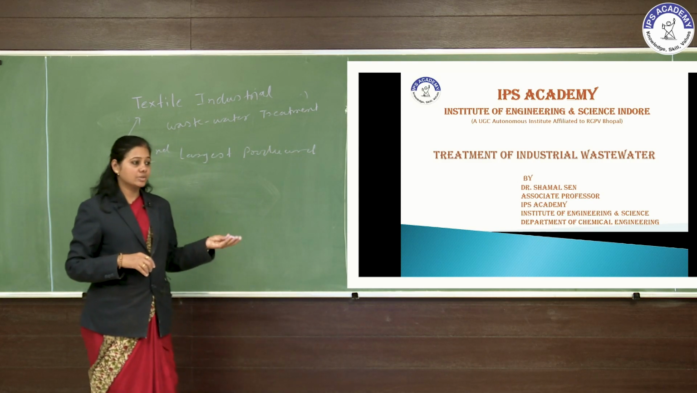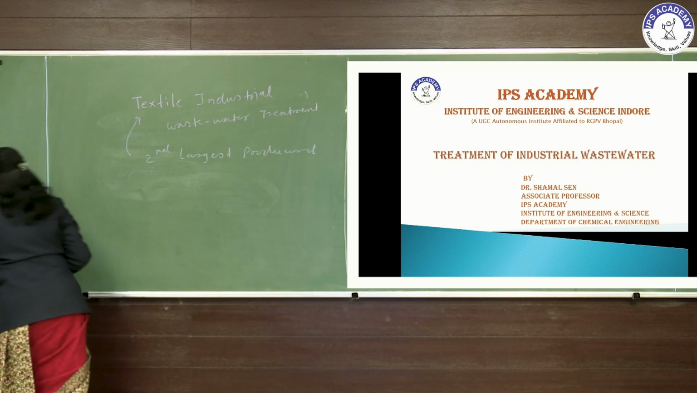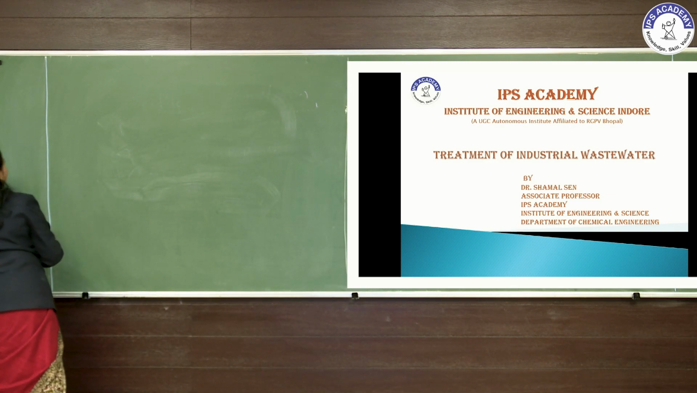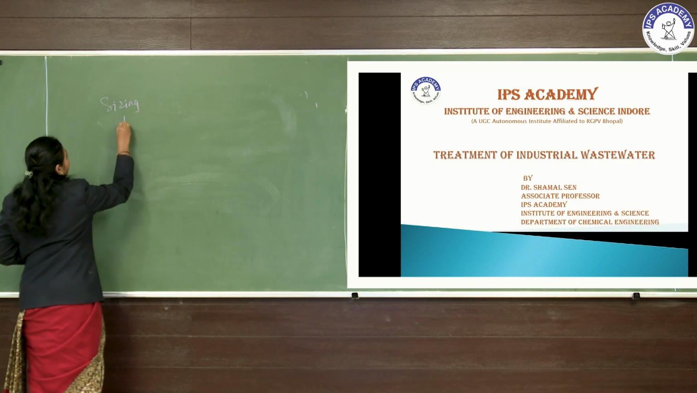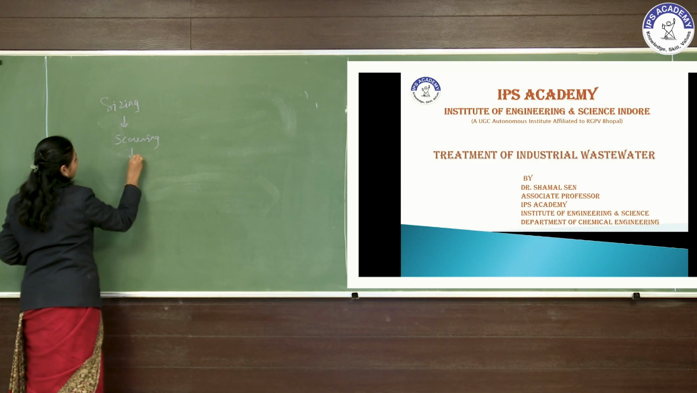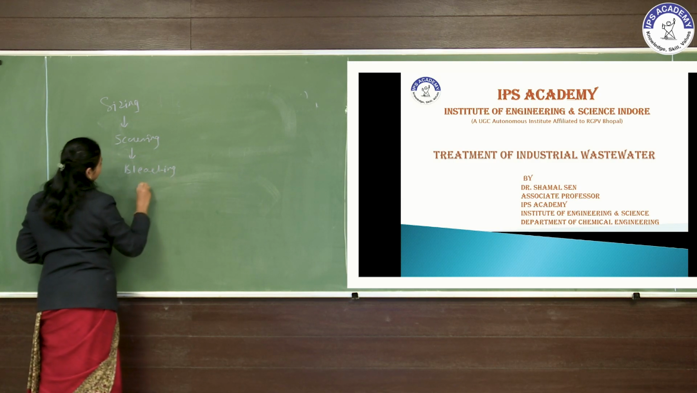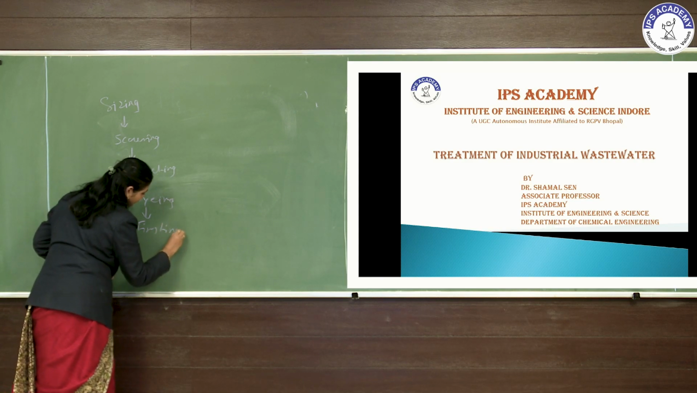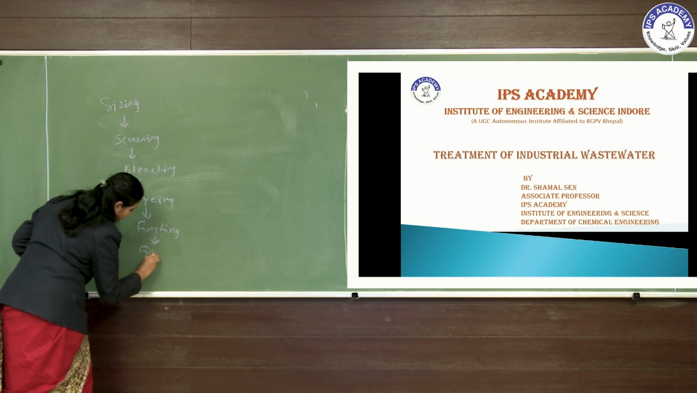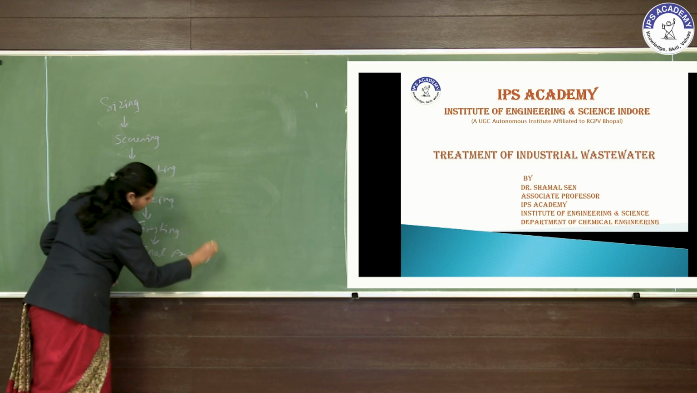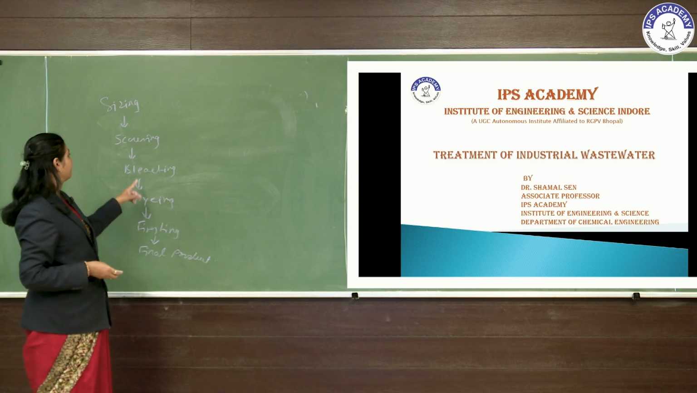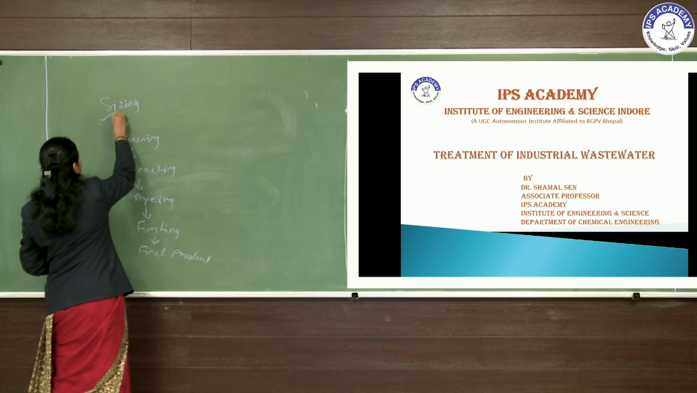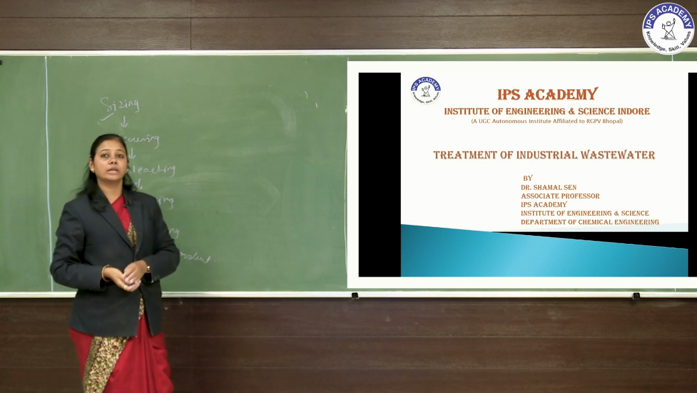And these textile industries use water in each and every step, like sizing, scouring, bleaching, dyeing, finishing, and this is the final product. So these are the very basic steps normally used in the textile industries. But each and every step uses water as a raw material for processing.